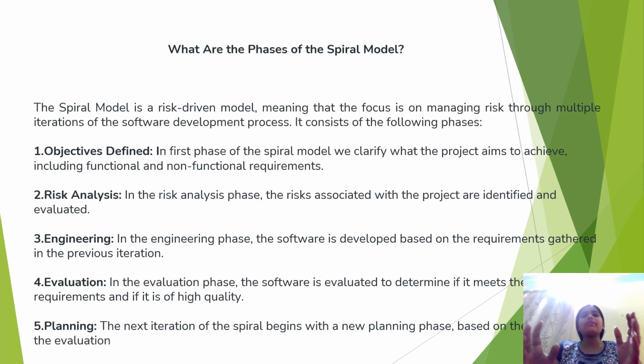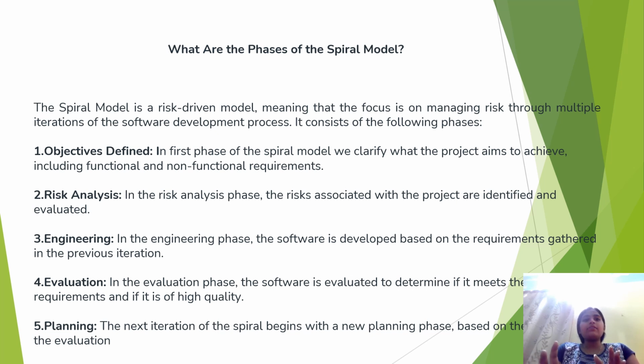Next, let's see what the phases of the spiral model are. The spiral model is a risk-driven model, meaning that the focus is on managing risk through multiple iterations of the software development process. It consists of the following phases. First phase is objective definition. In the first phase of the spiral model, we clarify what the project aims to achieve, including functional and non-functional requirements. Second is risk analysis.